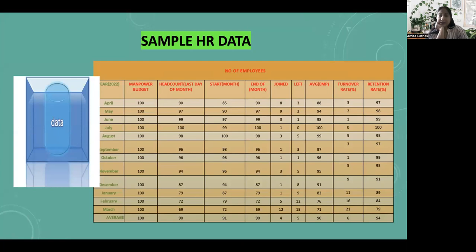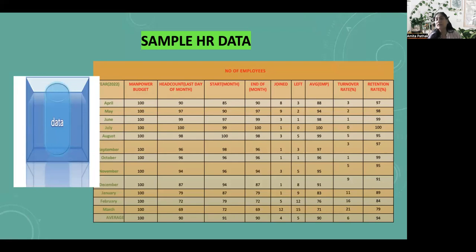Just look into this sample HR data. What is there? Year 2022, from April to March, manpower budget is there, headcount, start of the month, end of the month, joined, left, average employees, turnover rate, and retention rate. For example, I will just take into account April. So for the month of April, say manpower budget is 100. Headcount, meaning last day of the month, is 90. Start of the month, the number of employees is 85. 8 employees joined and 3 left.